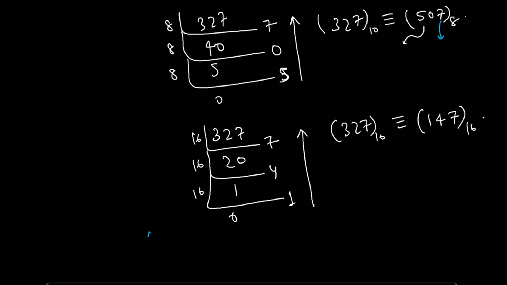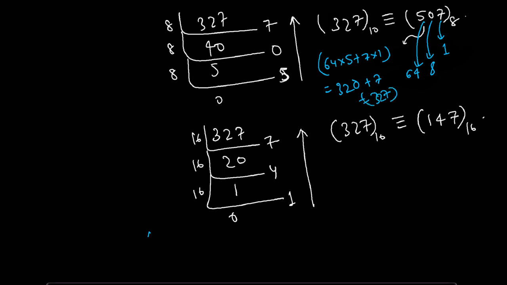So wait, at the first position it is 1, this is 8 and this is 64. So when you expand 507, what will you get? 64 into 5 plus 7 into 1. So this is 320 plus 7, which is nothing but 327. Similarly, when you expand this 147, you should get 327. So this is going to be 1 into 16 to the power 2 plus 4 into 16 to the power 1 plus 7 into 16 to the power 0.